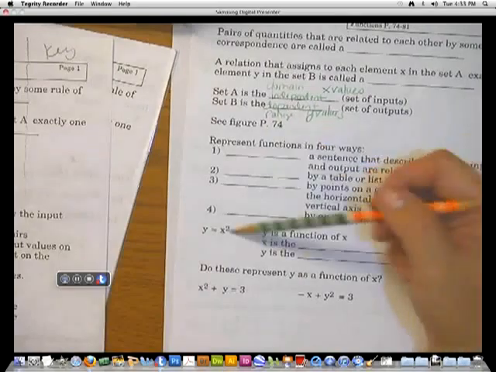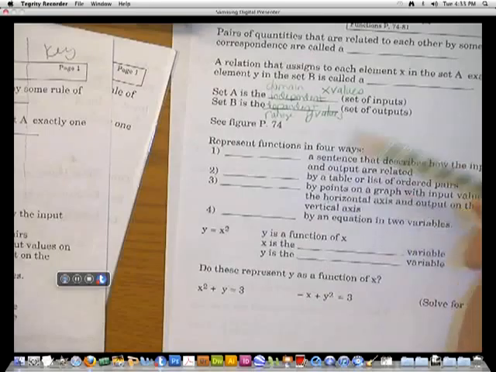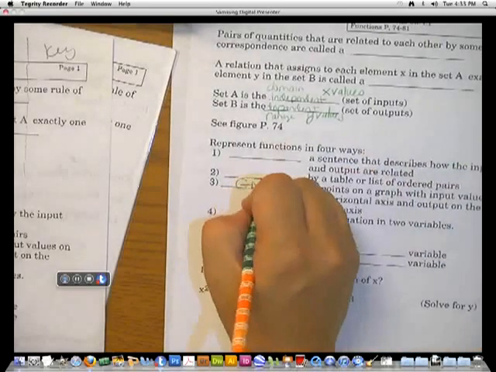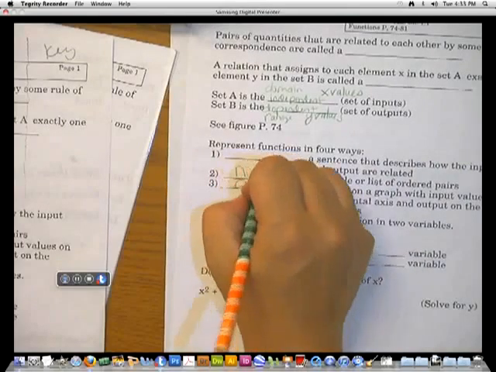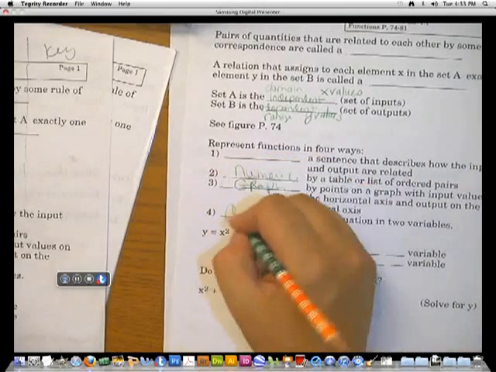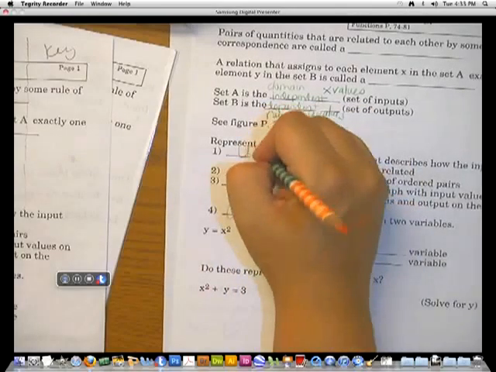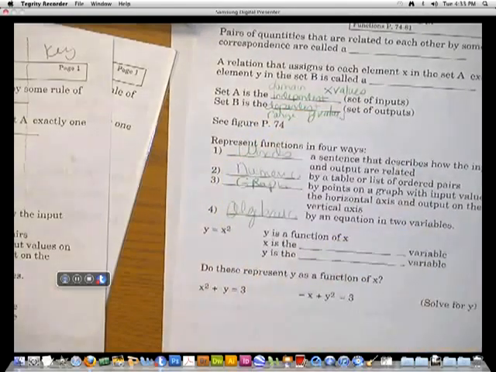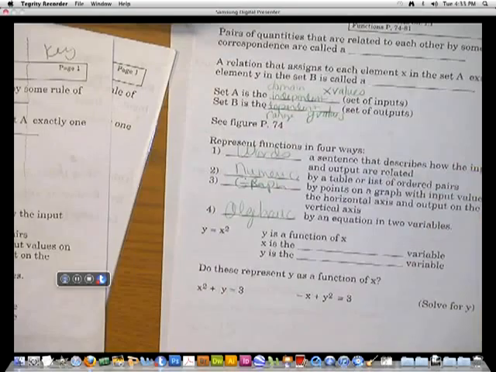Alright, this down here representing a function in our 4 ways, this is exactly what we've been talking about continuously, and that's our NAW process, where we have graph, numeric, algebraic, and in words. And we just talked about x being the independent, y being the dependent.